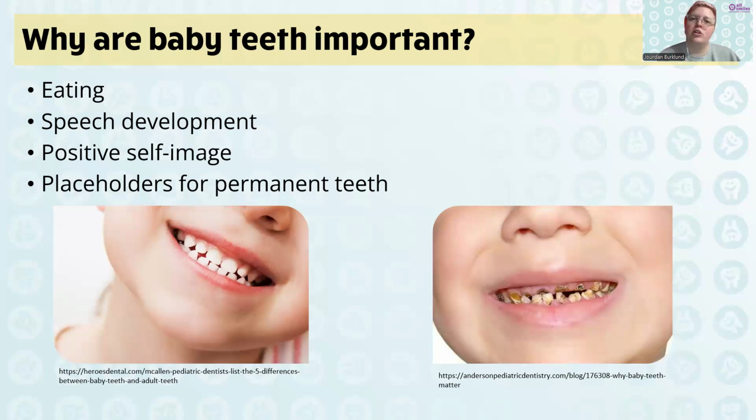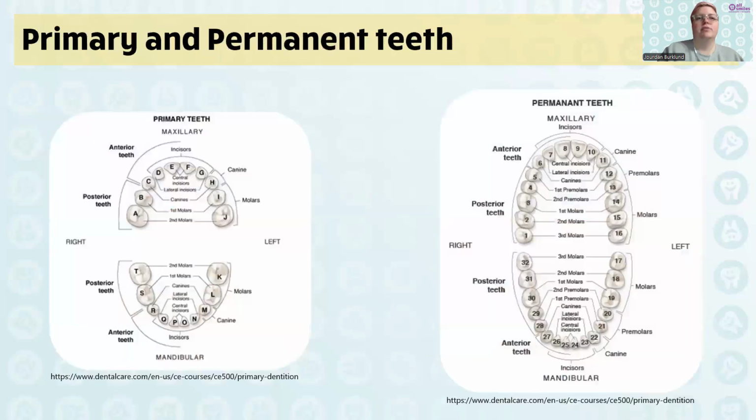So if you prematurely lose a baby tooth, then you run the risk of your adult teeth coming in crooked, therefore requiring braces to straighten your teeth out. So what might seem like an expensive issue to fix now could be a far more expensive problem to fix later on in their adolescence. So there are numerous reasons why baby teeth are important.